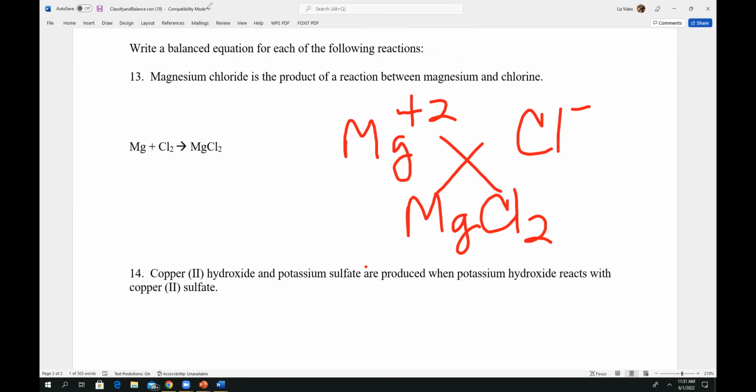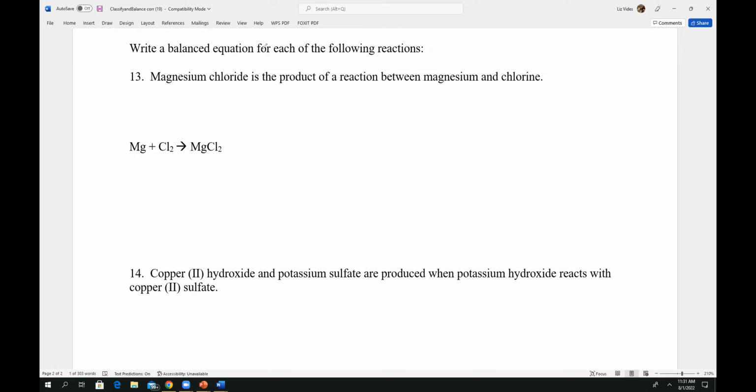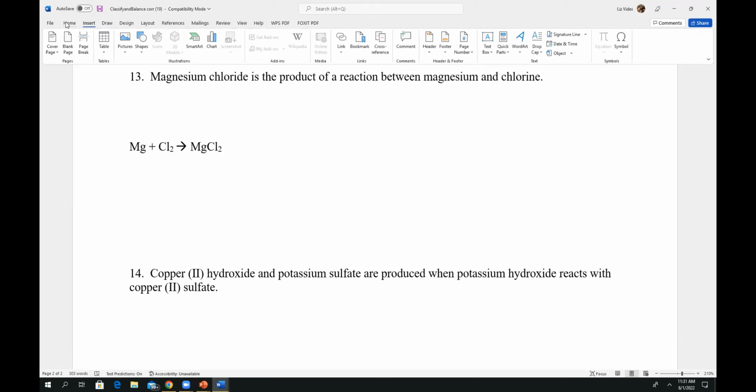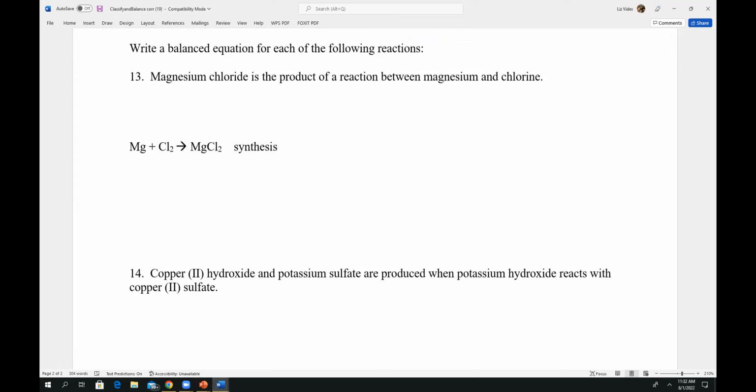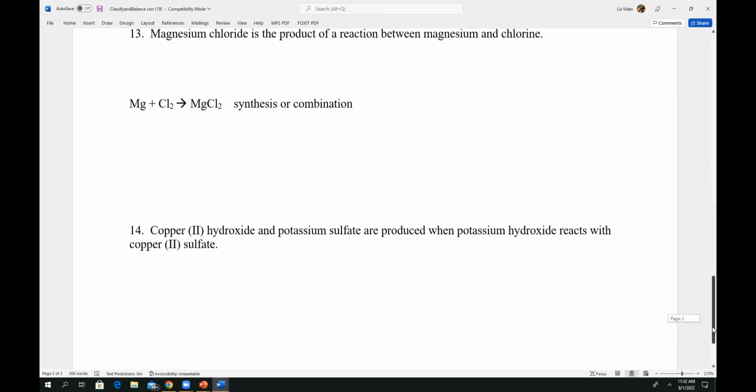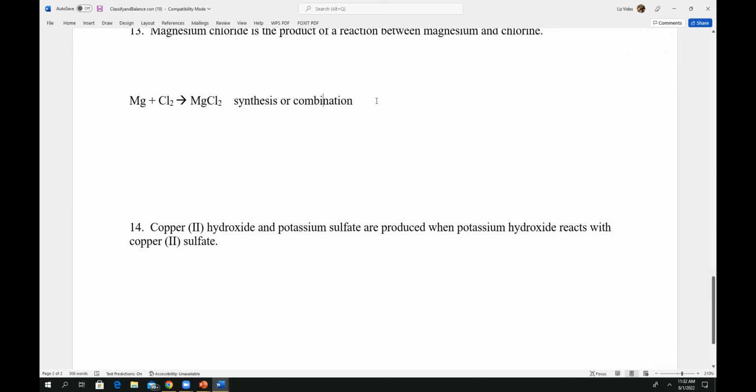And what kind of reaction is it? Well, if you look at it, this reaction happens to be what is known as a synthesis, right? Or in your book, they call it combination, which is fine. It doesn't matter. We're just going to call it synthesis or combination so that you know. And they also call it composition. There's a lot of different names to these, but okay.